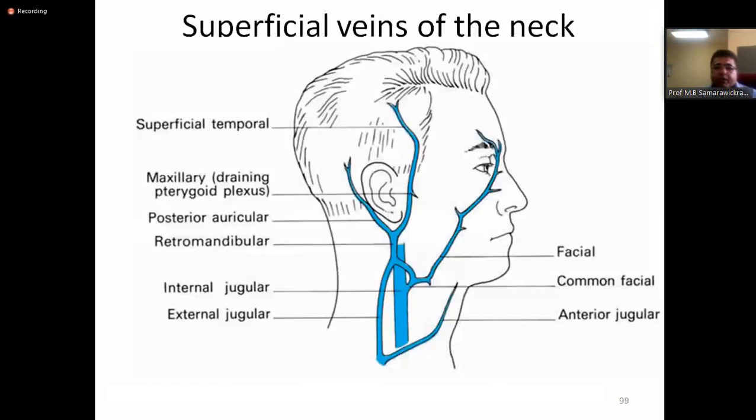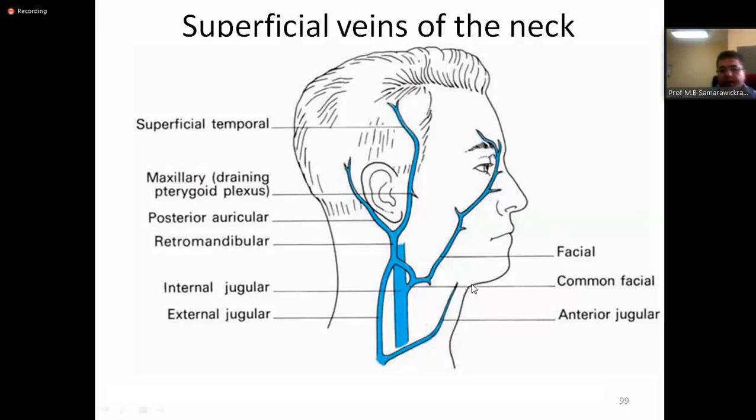Right, superficial veins of the neck. Out of these, the external jugular vein is the most superficial vein, which is important in IV access, right? Because when the upper limb or the lower limb superficial veins are not available, you can insert a cannula into the external jugular vein in the neck. Another important thing, this vein pierces the deep fascia of the posterior triangle, and therefore when the vein is cut at the posterior triangle, there can be a fatal air embolism.